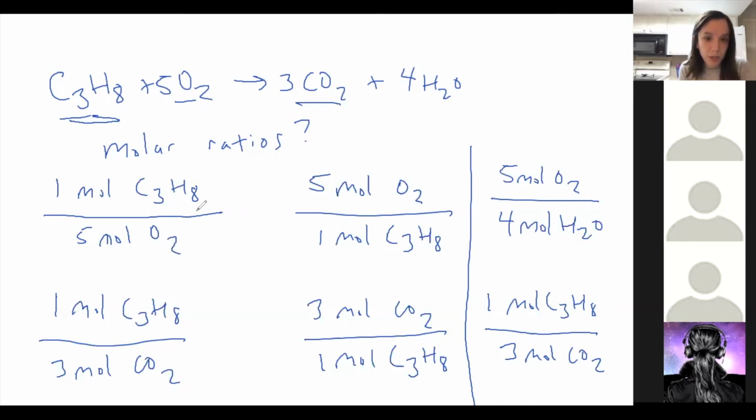Like I showed you right here, I related C3H8 to O2 for these two. Then I related one of the reactants with one of the products by putting C3H8 over CO2. So you can relate reactant to product, reactant to reactant, reactant to the other product, product to product. So all of these can relate to each other. And that's the main idea to know today.